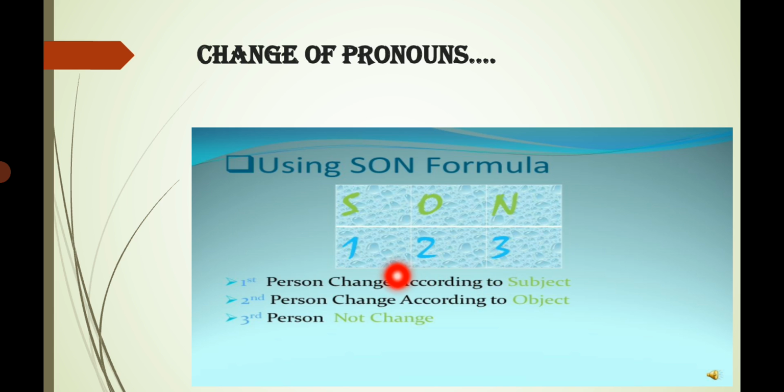Okay students, listen to me carefully. You can see here is written first person change according to subject. Now the question is what are personal pronouns? What are first person, second person and third person? First person is I and we, second person is only one, it's you, and the third person is he, she, it and they.